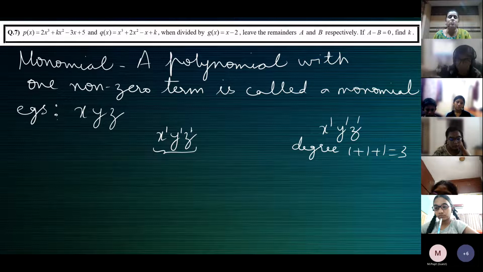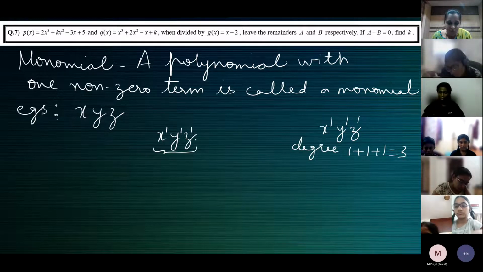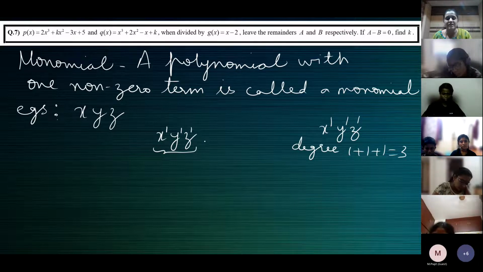XYZ is one term. It is a monomial. The degree of this monomial is, so this term has 3 variables, each of power 1. So 1 plus 1 plus 1, 3. The degree of this monomial is 3. So we can just write down that for your reference. So this is how you calculate the degree.